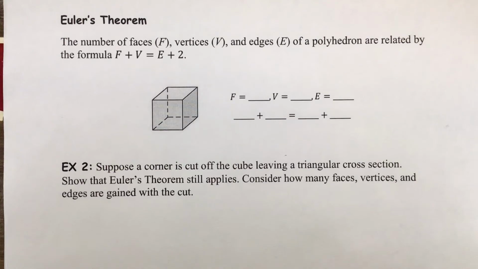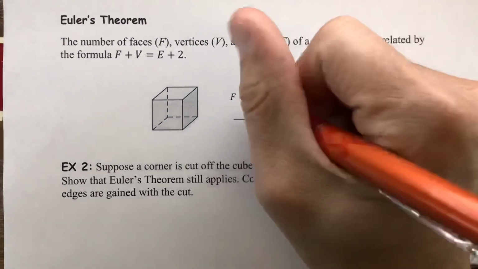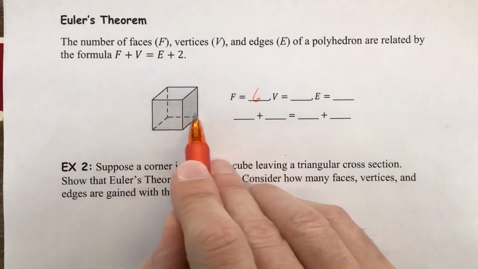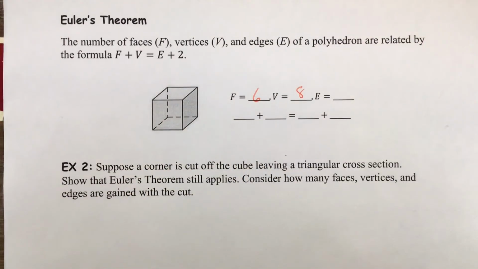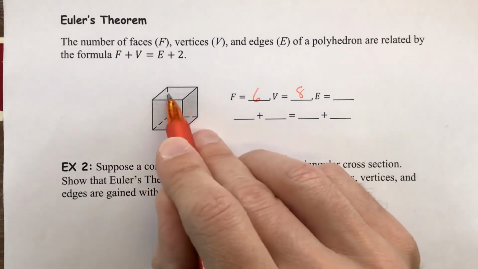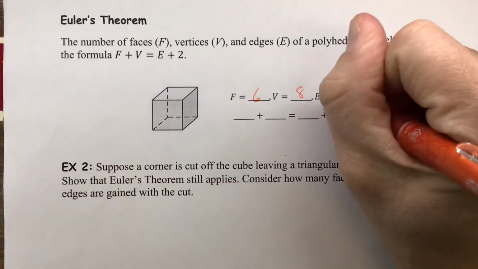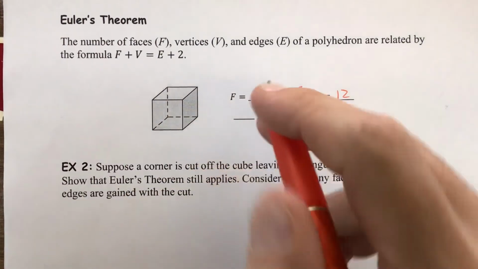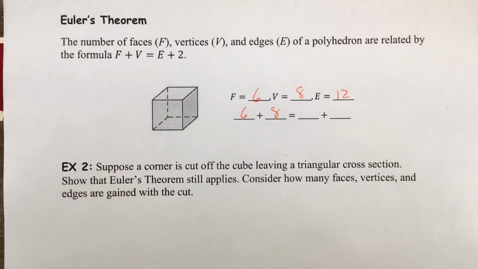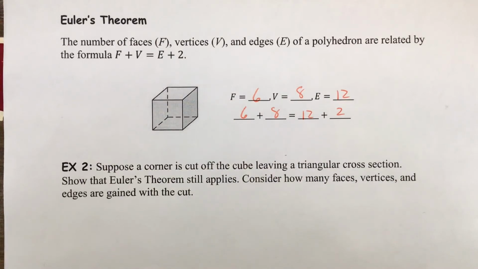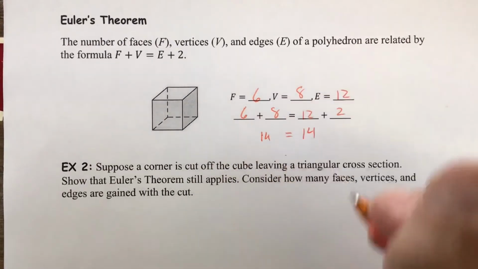All right, so as an example, here's a picture of a cube. The cube has 6 faces, which we should recognize from a die. The number of vertices is going to be 1, 2, 3, 4 times 2, which gives us 8. The number of edges will be 1, 2, 3, 4, plus 4 in the back, plus 4 that connect, which gives us 12. And faces plus vertices, 6 plus 8, is going to be equal to the number of edges plus 2, which is 12 plus 2. And that holds true. 14 is equal to 14.